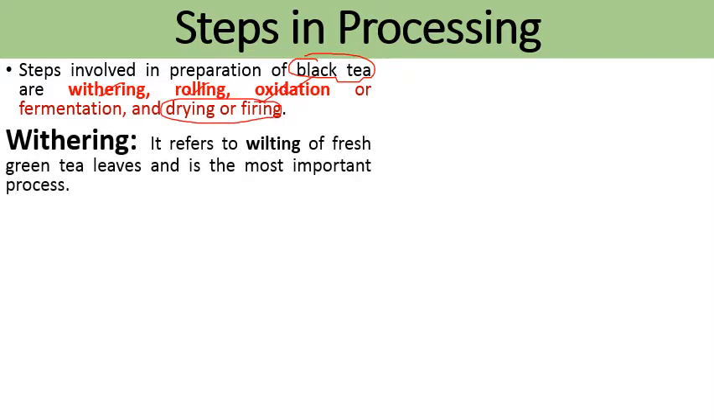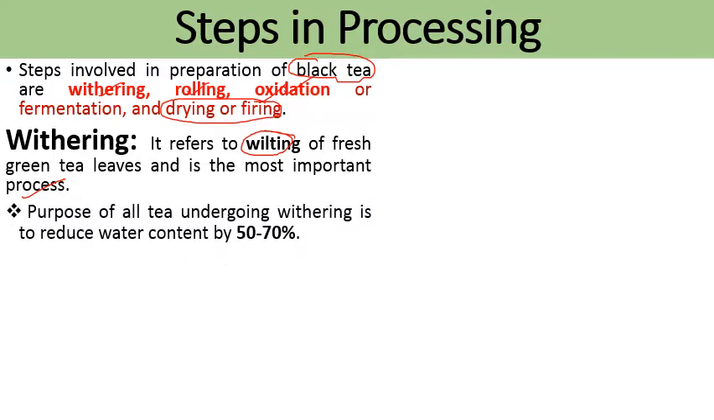Firstly, withering. It refers to wilting of fresh green tea leaves and is the most important process. So in this step, the water content of leaves gets reduced by 50 to 70%. The purpose of all tea undergoing withering is to reduce water content by 50 to 70%.